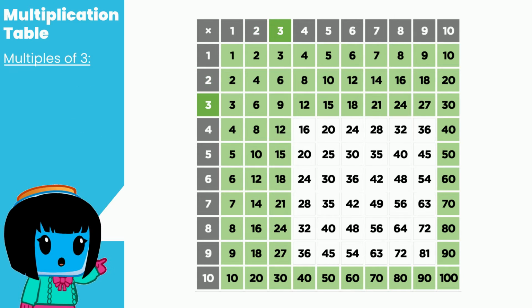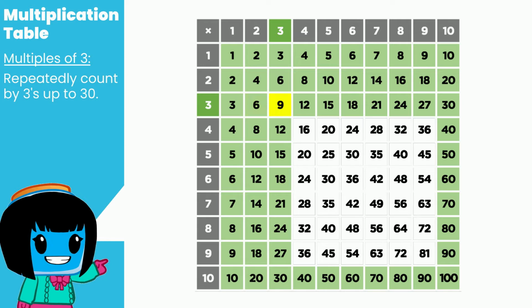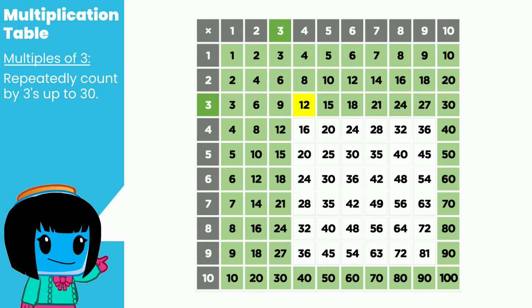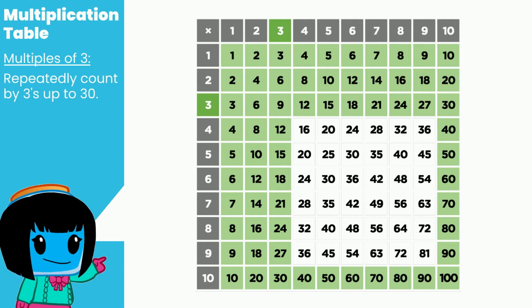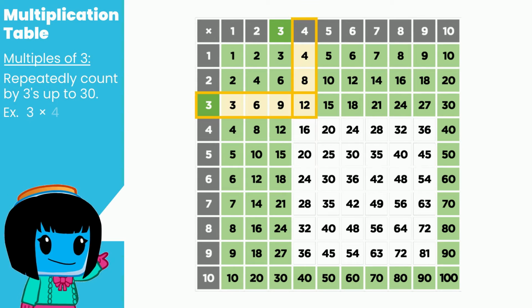Now let's take a look at threes. To memorize this, repeatedly count by threes up to 30. 3, 6, 9, 12, 15, 18, 21, 24, 27, 30. When you can recite this with no problems, multiplying threes will be easy. For example, 3 times 4 would be as easy as reciting the multiples up to the fourth number, which is 12.